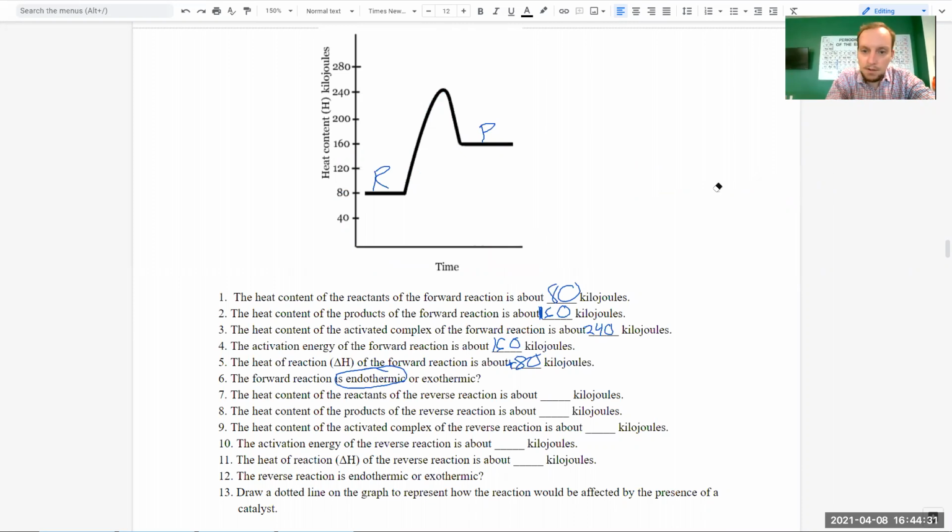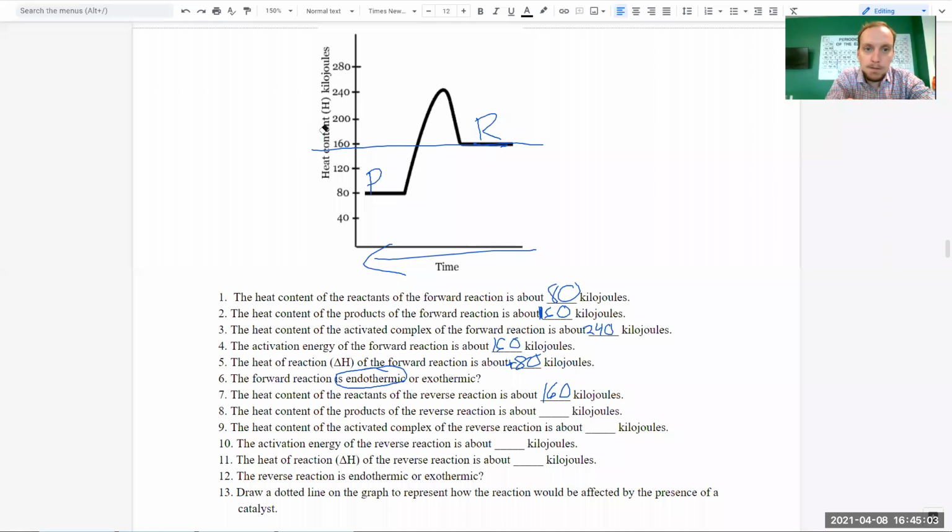All right, so if that's all the case, then let's try the next one. So number 7, it says the heat content of the reactants of the reverse reaction. So now we're going this direction, so we need to think about these differently. These are now the reactants, and now these are the products. It's the exact same reaction, we just switched the direction of it. Therefore, the heat content of the reactants in the reverse direction is here, and that is 160.